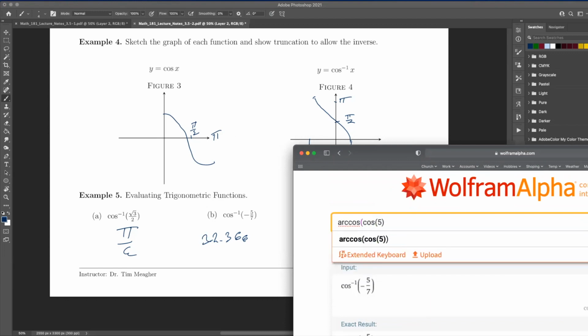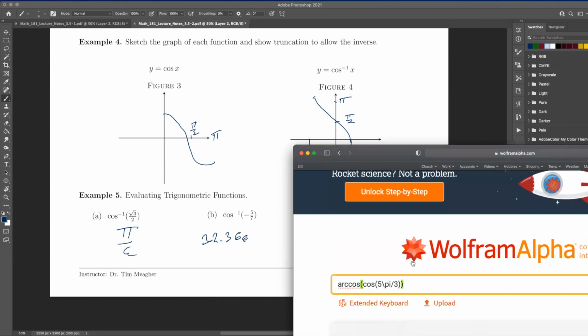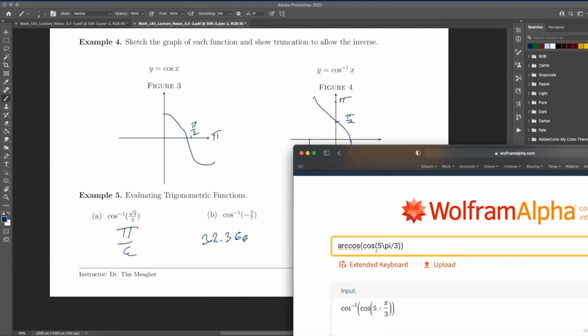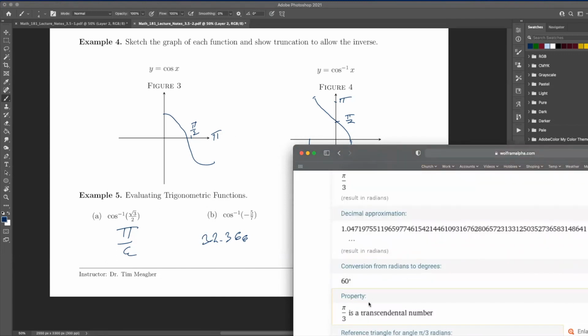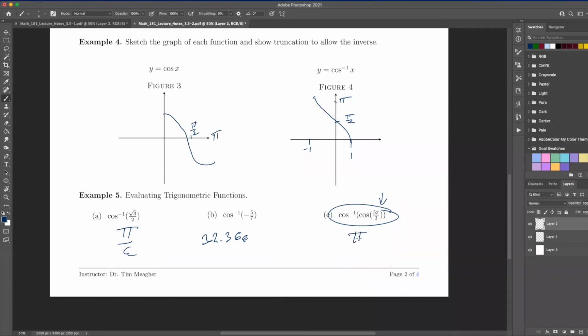This would be 5 pi divided by 3. Notice that this is not going to cancel properly, and this is just going to give me pi over 3. So be very careful that these don't directly cancel. I do that twice to show you. All right, that's the end of these notes. Sorry, I went 2 minutes over.